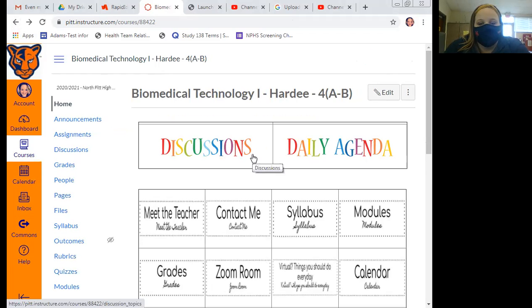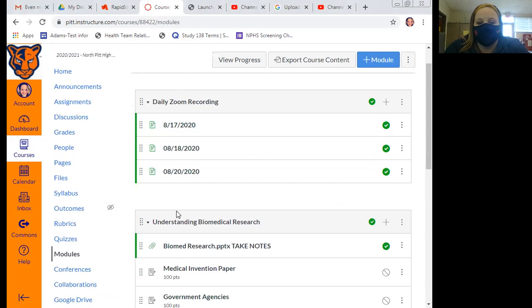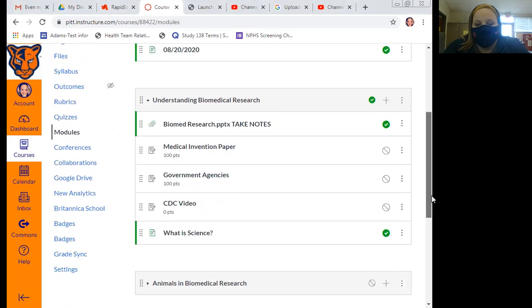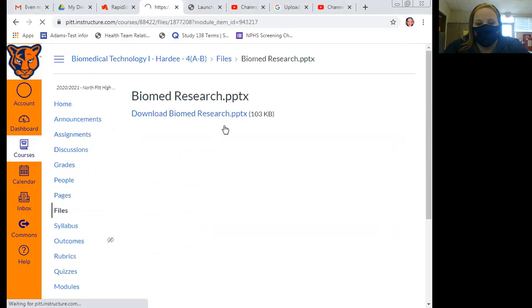So the discussion for today, obviously you can click in the discussion button and find it. We're going to go under modules and start the first module. So again, Zooms are here. Understanding biomedical research is our first unit. We're going to call it Unit 1 when we talk about it. As you can see, the What is Science that we did yesterday, and then the biomedical research PowerPoint, I asked you to take notes. Again, those notes are for your benefit, not mine, because I know this information, but I will help you in taking those notes later today, so stay tuned.